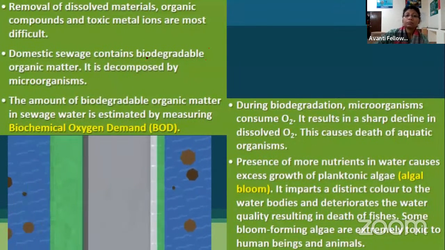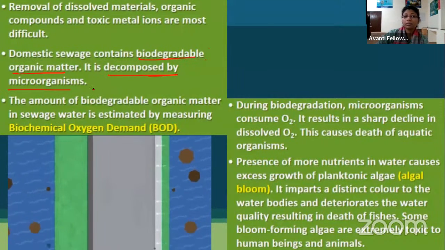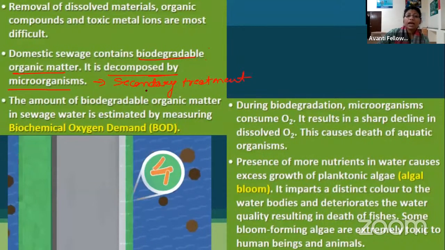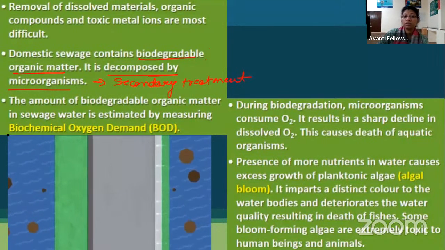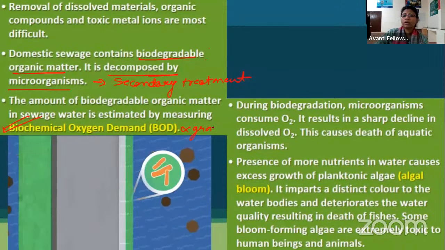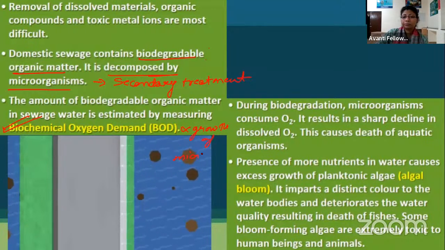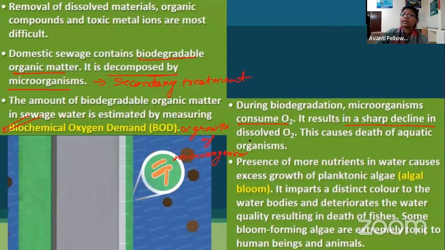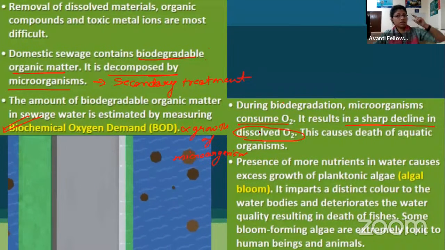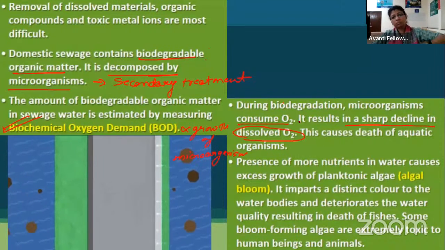So the domestic sewage contains biodegradable organic matter, which is decomposed by the microorganisms during the secondary treatment. Okay. And during secondary treatment, the amount of biodegradable organic matter in sewage water is estimated by measuring BOD, or we can say the biological or biochemical oxygen demand, because this is directly proportional to the growth of microorganisms. Right? So during biodegradation, microorganisms consume oxygen, which results in a sharp decline in the dissolved oxygen. We have seen the graph there. The amount of dissolved oxygen decreased sharply, whereas the BOD increased, which causes the death of aquatic organisms.